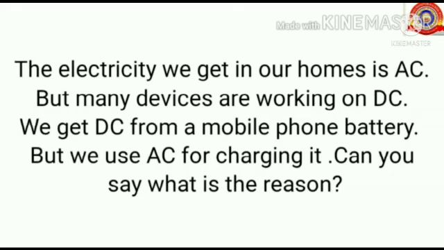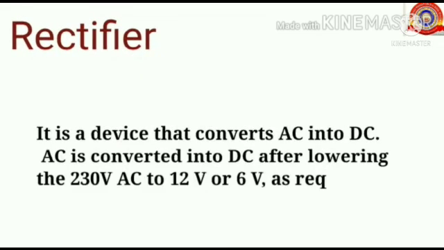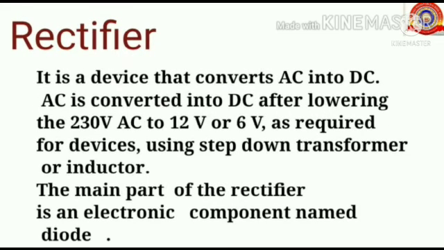The electricity we get in our homes is AC, but many devices are working on DC, and we get DC from a mobile phone battery, but we use AC for charging it. So can you say what is the reason for this? Let's see. Most of the devices that work only on DC work by converting AC into DC. Mobile charger is a device that converts AC into DC, and the device which converts AC into DC is rectifier.